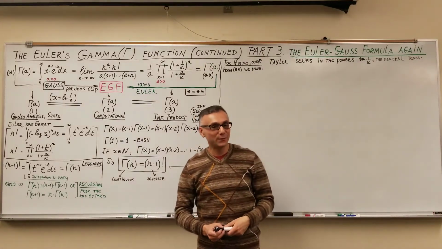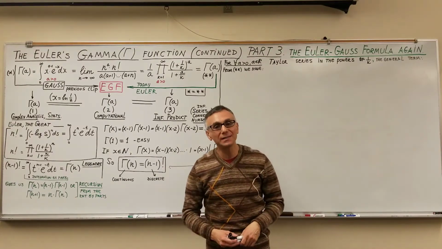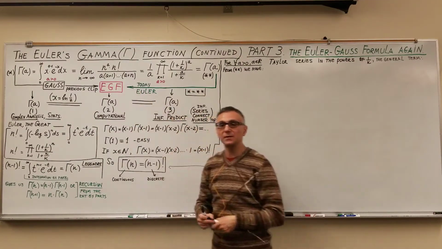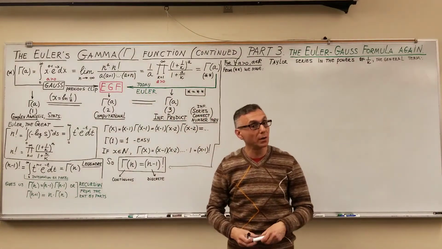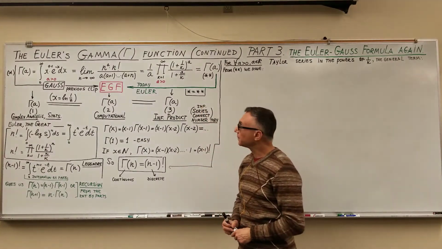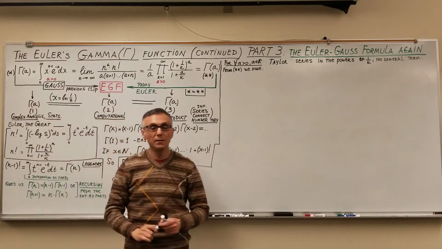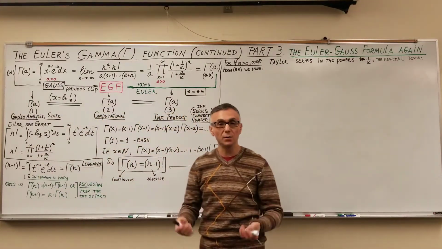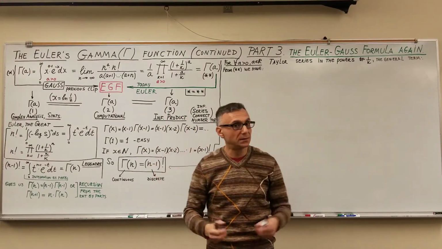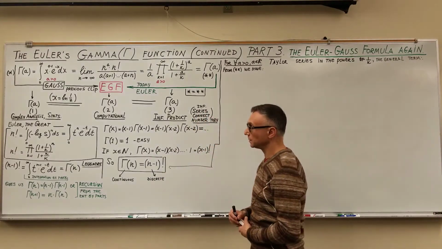Welcome, and thank you for joining me again in my continuation of my discussion about Euler's gamma function. We will look at three important versions of this gamma function, and I will derive the Euler-Gauss formula again for you from a different perspective. As you remember, we discussed the improper integral version of the gamma function, very useful in probability and statistics, where we calculate all statistical moments of the exponential distribution, very important.